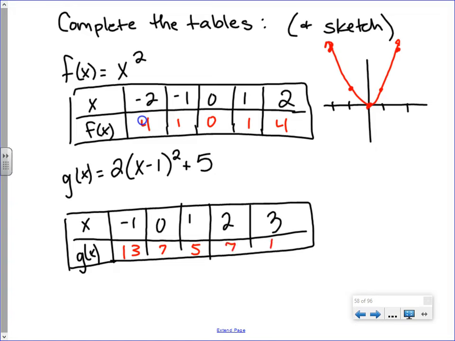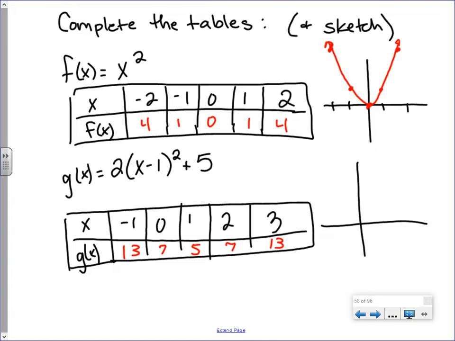Okay. Hey, look, they're both symmetric, right? Because this one folds, you can see it right here. There's the vertex. How did I figure out that the vertex was at 1 instead? Do you see how my tables are centered differently? How did I do that? Interesting. Let's keep going. So what happens when you graph?